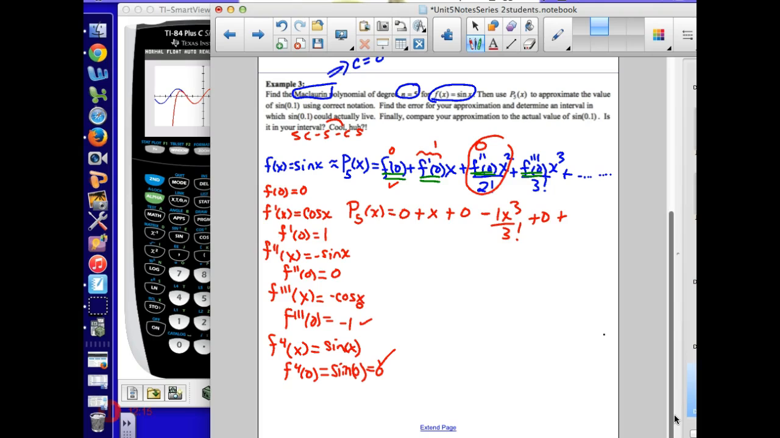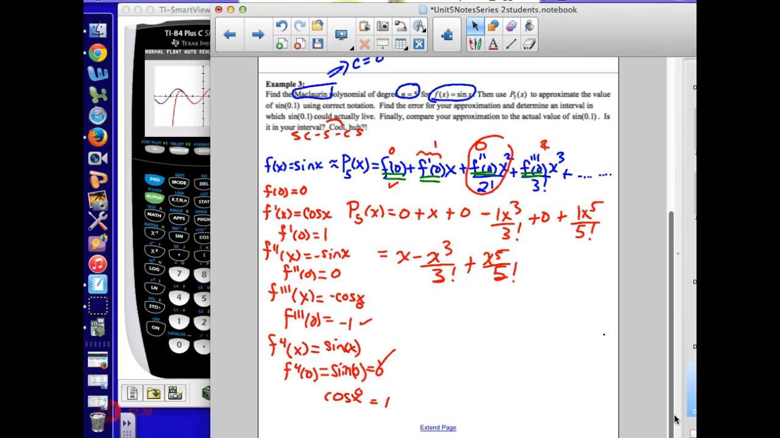And if I'd done the fifth one, you can kind of look, the derivative of sine is cosine. At 0, it's going to be 1 again. So that's going to be a 1. For the fifth, it's going to be a 1x to the fifth over 5 factorial. I'm now going to clean this up. That gives me x minus x cubed over 3 factorial plus x to the fifth over 5 factorial. And you can see the pattern.